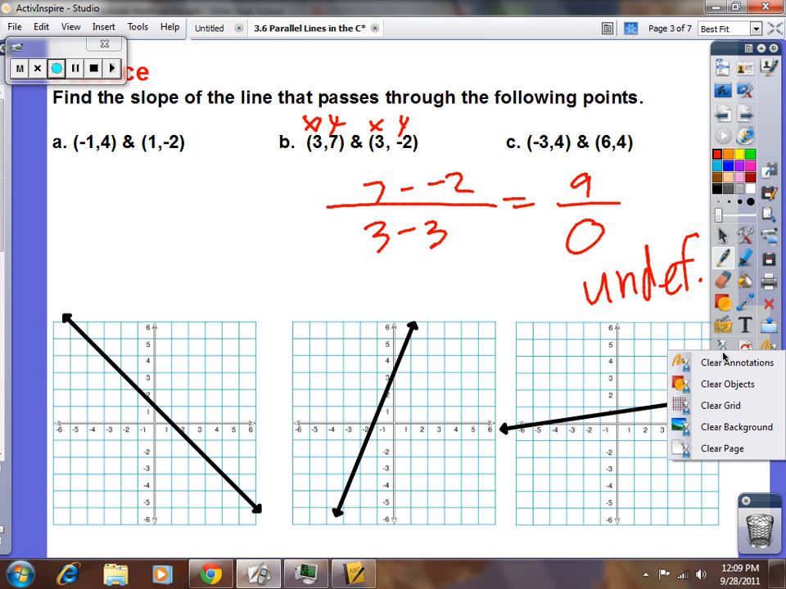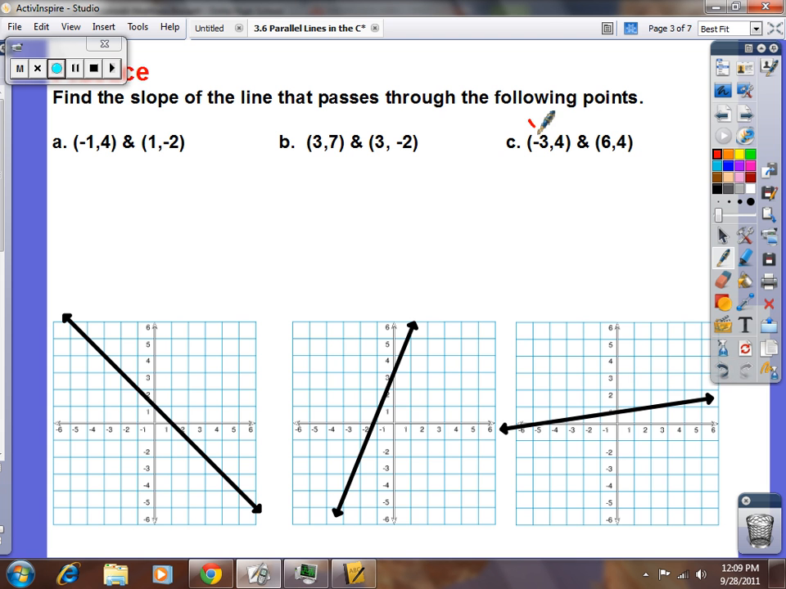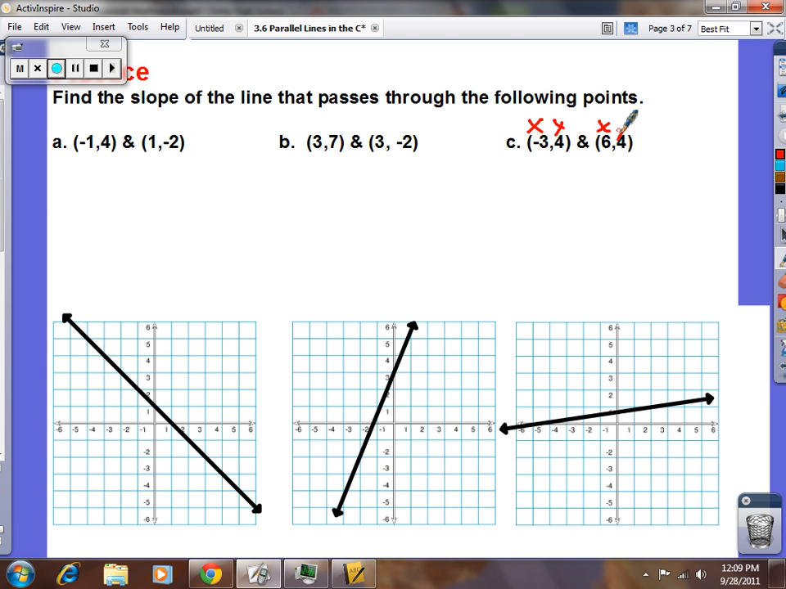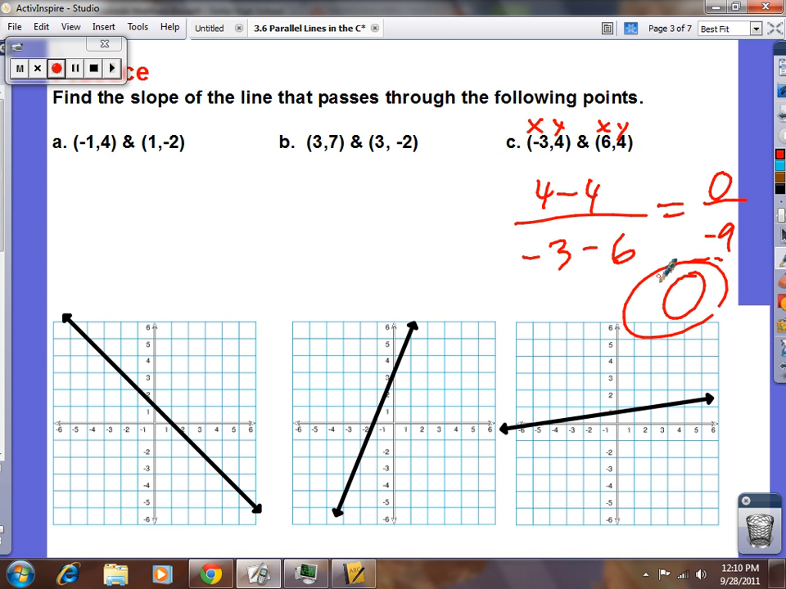C. On C, label them X, Y, X, Y. So it's going to be 4 minus 4 divided by a negative 3 minus 6. You're going to have 0 on top. Negative 9. Jordan, negative 9 times what is going to give you 0? So it's 0. Your slope is 0.